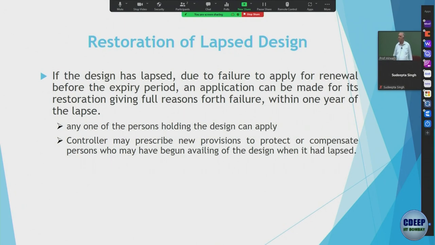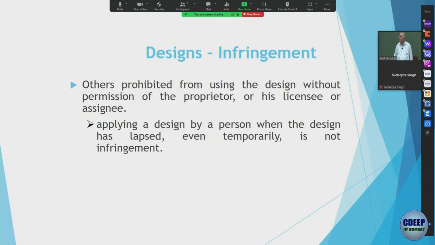You can restore the lapsed design provided you apply within 1 year. But within that 1 year, if anybody else copies, then it cannot be called infringement. And what is infringement? People are prohibited from using it without your permission. If they apply it to anything else and sell, actually even publication itself, you don't apply, but you publish, you put it up in a magazine that you are selling that protected item, it is considered infringement.